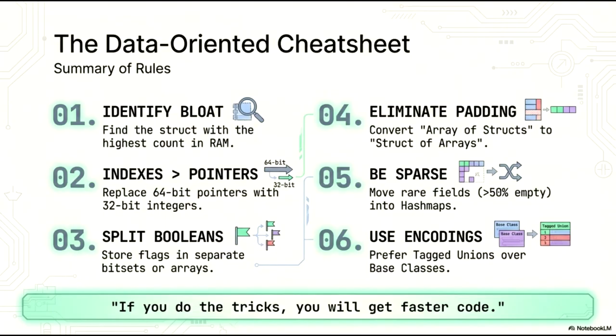Fourth, we eliminate padding by converting data from an array of structs to a struct of arrays, which ensures that similar data types are stored contiguously in memory. Fifth, we embrace sparsity. If a field is empty more than 50% of the time, we move it into a hash map to keep the primary data structure compact. Finally, we use encodings, favoring tagged unions over base classes to avoid the overhead of virtual function tables. By consistently applying these techniques, you will achieve significantly faster code.